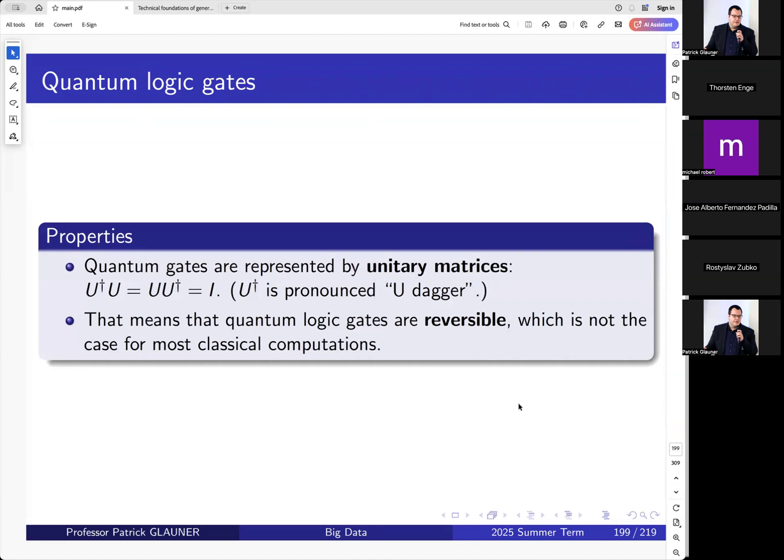Now you're wondering, why do we need this constraint of unitary matrices? What we need, or why we need this, is the following.